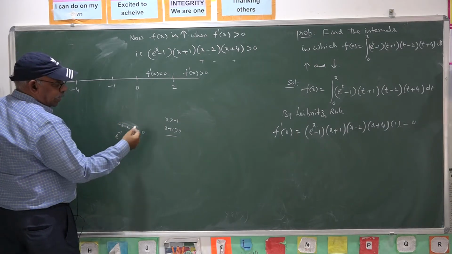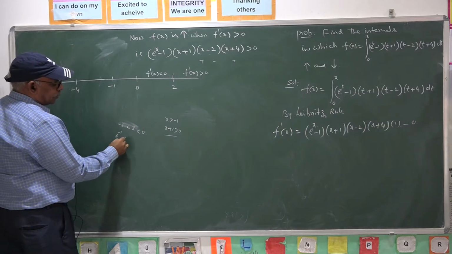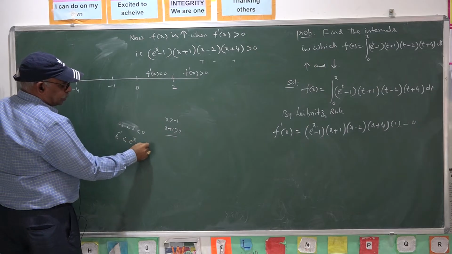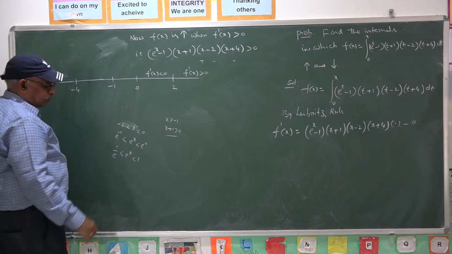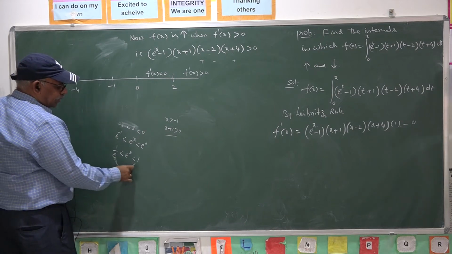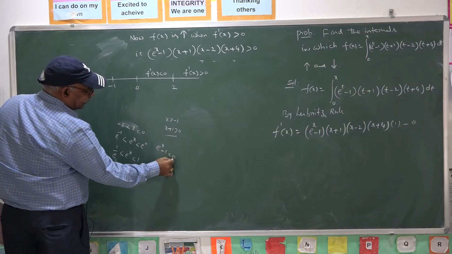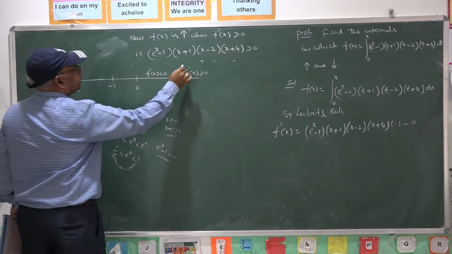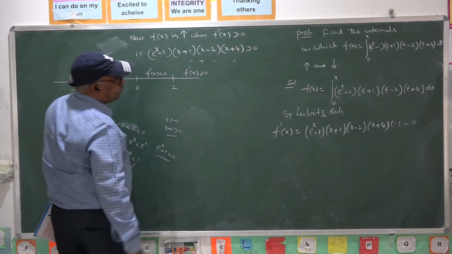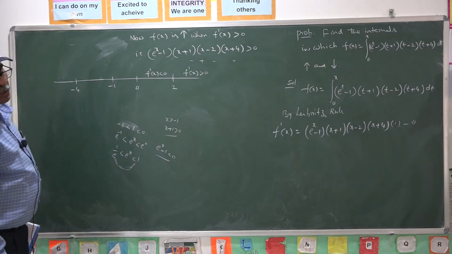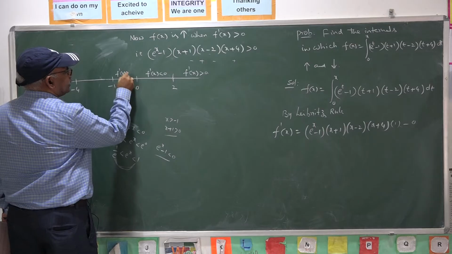And x lies between -1 and 0. Raising to the power e, we get e power -1 is less than e power x is less than e power 0. 1 by e is less than e power x is less than 1. So this is clearly less than 1. Hence e power x minus 1 is negative. So negative into positive into negative into positive means totally positive. So in this interval f dash x is positive.